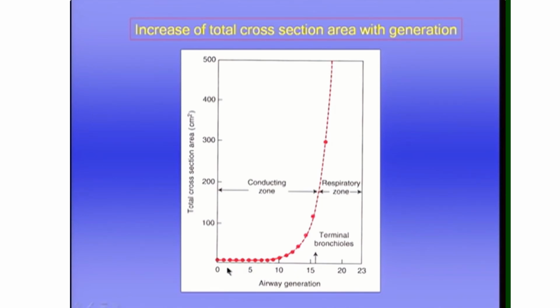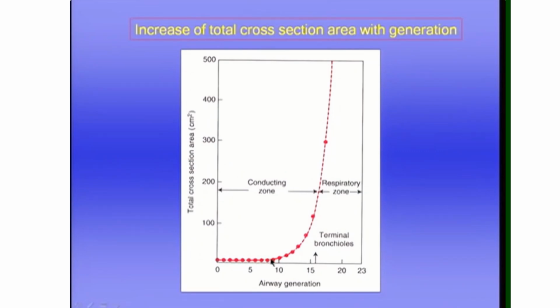And the way we get this information is, first of all, we take the trachea, and we measure the cross-sectional area, and we put that point there. And then we go to the right and left main bronchi, that's the next generation. We measure the combined cross-sectional area, and we put that point in, and so on.